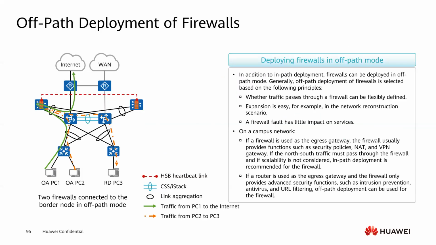And for the firewalls, it can also be deployed in off-path mode, just like this. As usual, we will deploy the firewall like this, connected to the border or to the core devices in off-path mode. In this mode, for the north-south traffic, just the traffic between the internal and the external, you can direct the traffic to the firewall to apply the security policy, and then redirect it to the border and to the egress device to the external network.